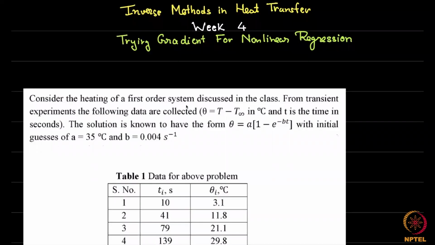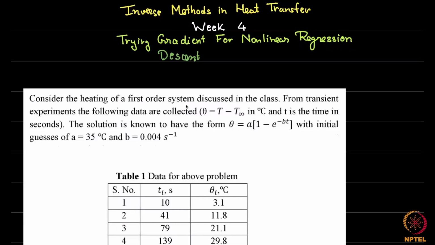Welcome back. This is week 4 of inverse methods in heat transfer. In the last video, we looked at gradient descent and looked at a very simple example on how to do gradient descent, which was somewhat successful if we played with the value of the learning rate alpha. In this video, we would like to try gradient descent for a nonlinear regression problem, which is our initial aim.